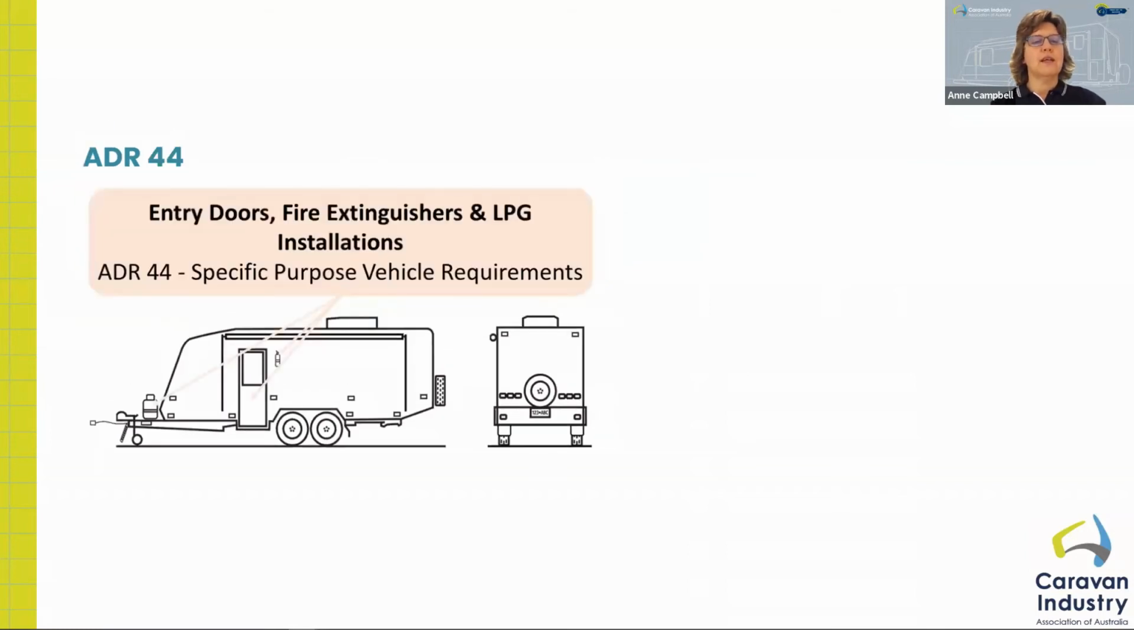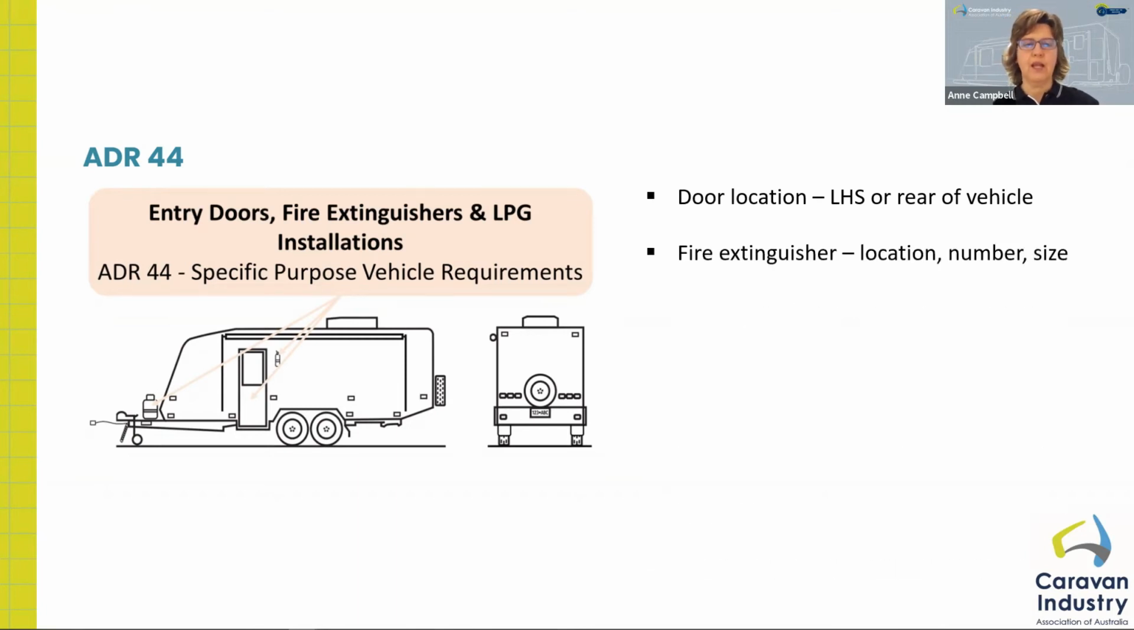ADR 44 contains a number of specifications, door location being on the left-hand side or rear of the vehicle. So it's not about the door as a component itself, it's about the positioning of that door. The fire extinguisher, location, number and size of fire extinguishers in an RV. These are good examples where design drawings and vehicle specifications might provide the best evidence.